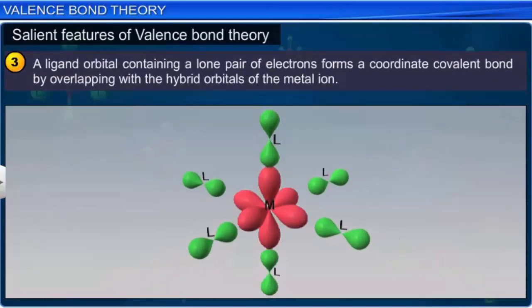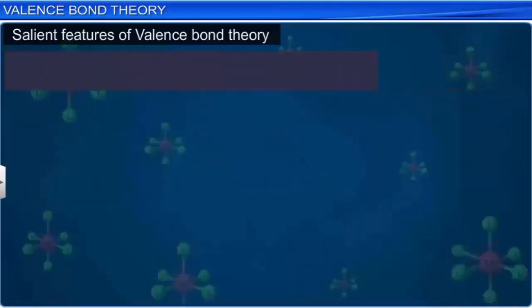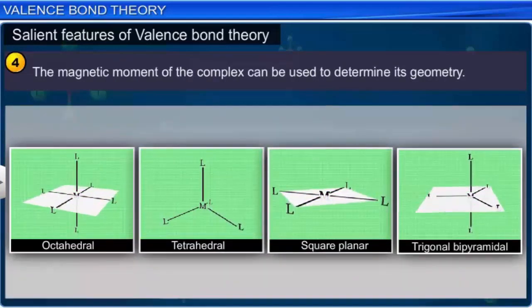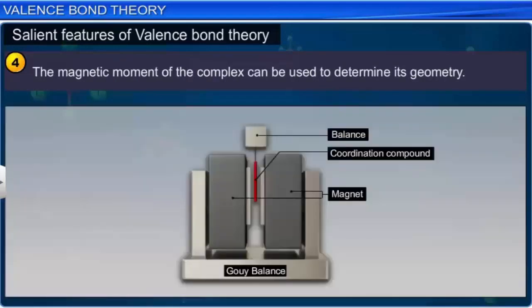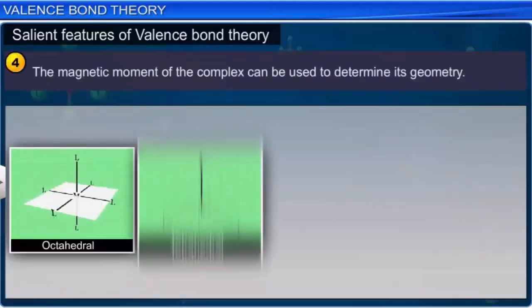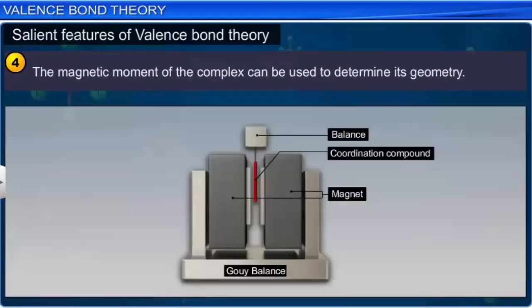The next feature is that the magnetic moment of the complex can be used to determine its geometry. See, first I told you the coordination number is used to determine the geometry. The next one is that the magnetic moment also can be used to determine the geometry of the coordination complexes. The magnetic moment is determined with the help of a Gouy balance. So you can see the image of the Gouy balance. In between the two bar magnets, a sample of the coordination compound is placed. Based on the magnetic moment, the geometry of the coordination complex can be determined.